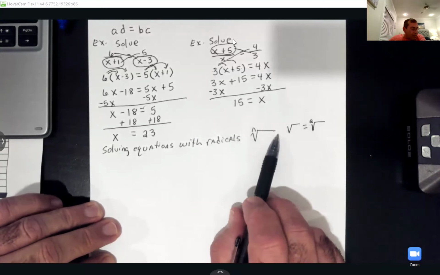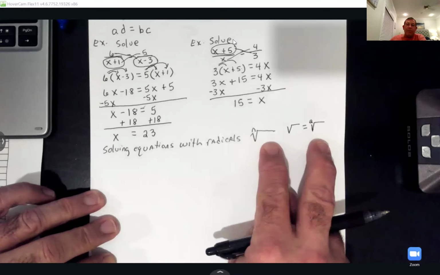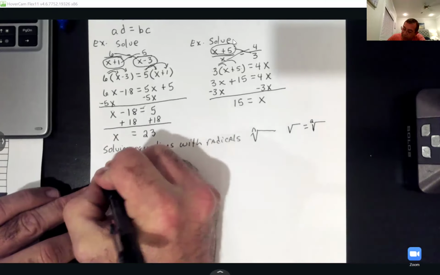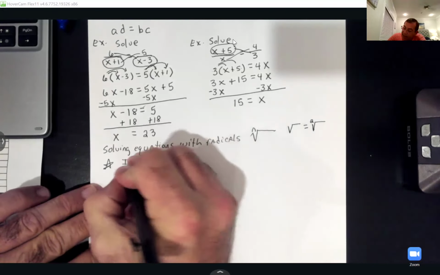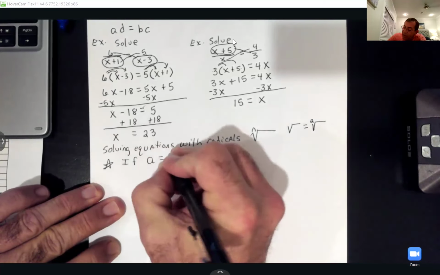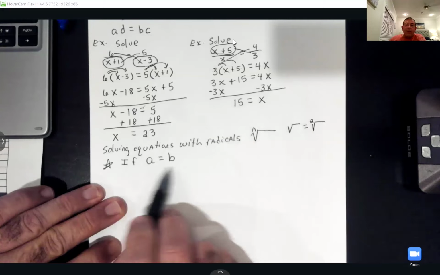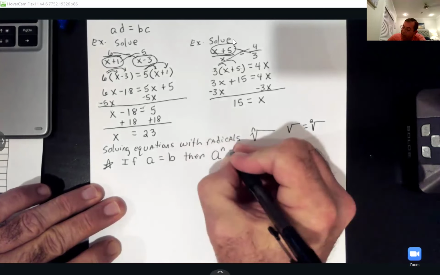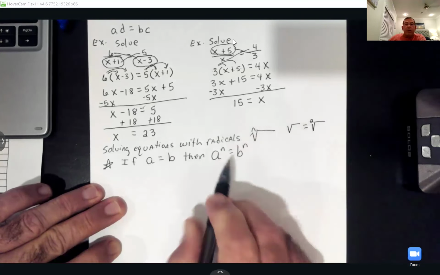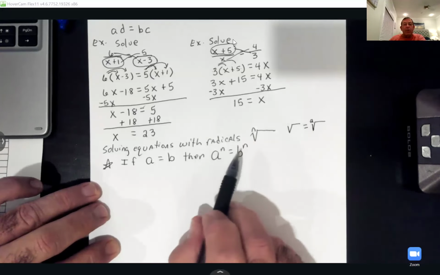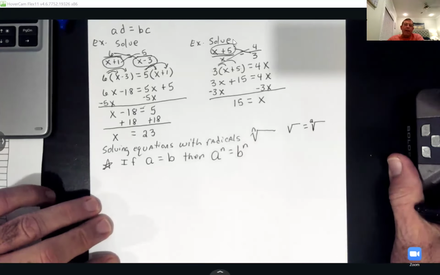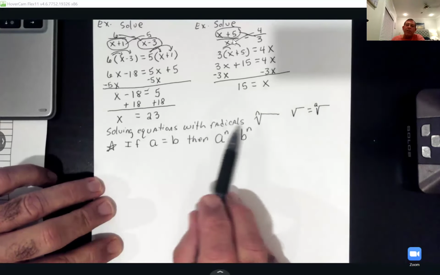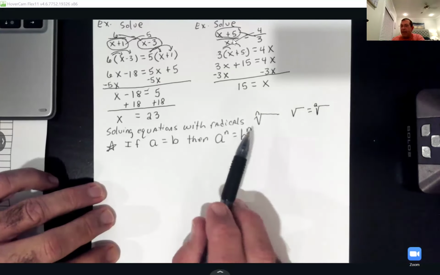So, radicals. Here's the thing about radicals that helps us solve these. We have this little property, and it says, if I have two sides that are equal, then I can raise both sides to the same exponent and they'll still be equal, okay? And all that means is it goes back to the saying, what you do to one side of an equation, you have to do to the other side of the equation, okay?